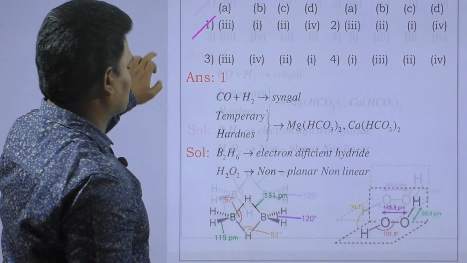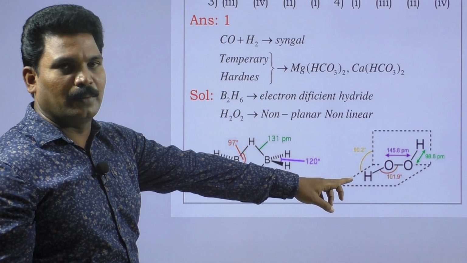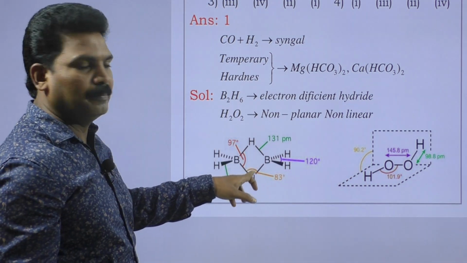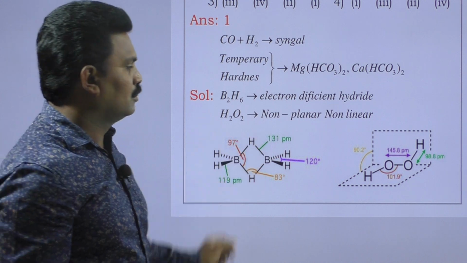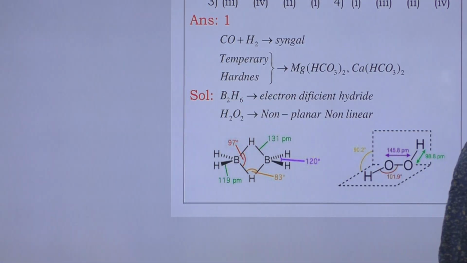Okay, look at the structure of diborane and H2O2. H2O2 has an open book structure. Diborane has banana bonds, bridged bonds, because it is an electron deficient compound. Okay, and then go to the next question.